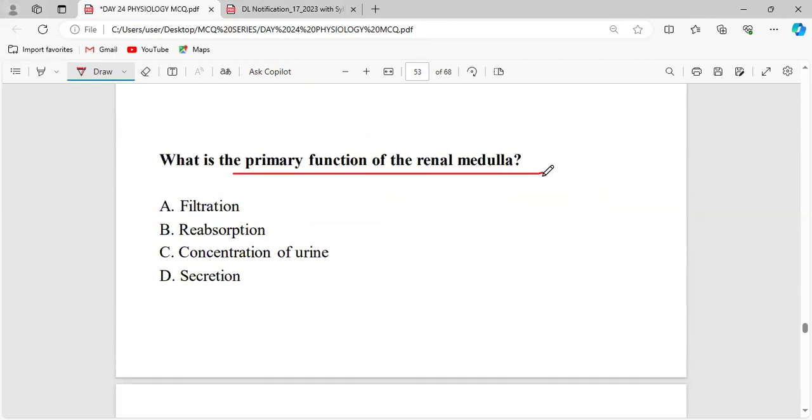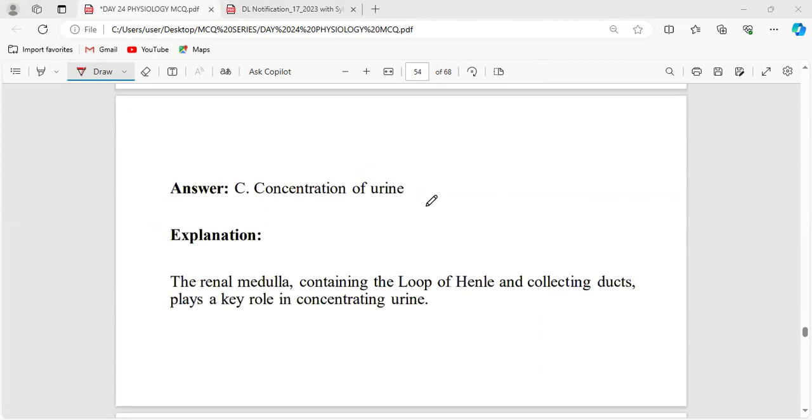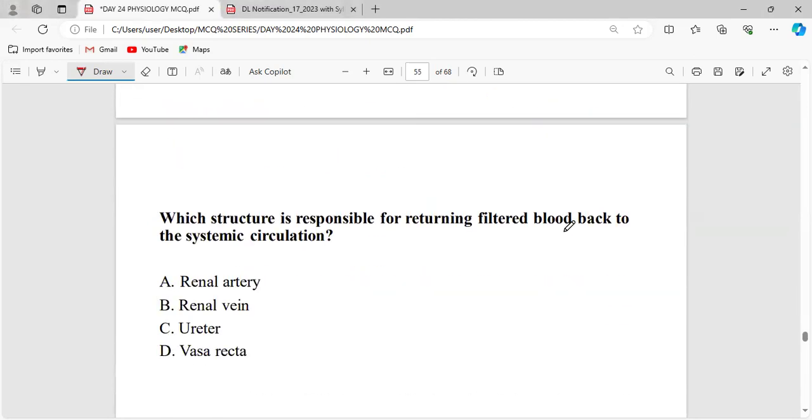Now, what is the primary function of the renal medulla? That will be the concentration of urine. Very good.